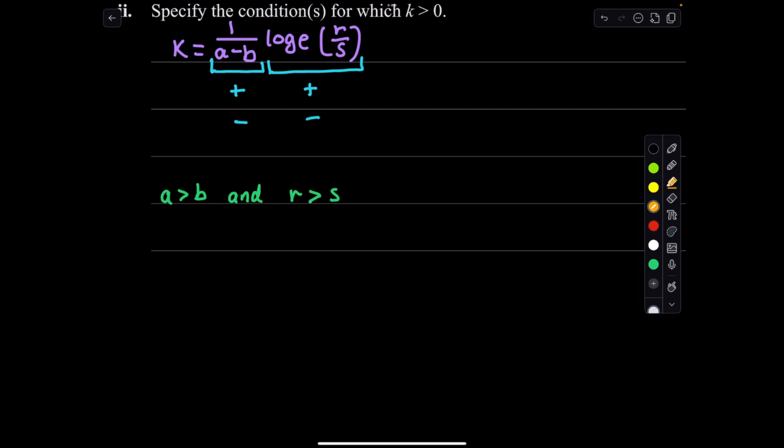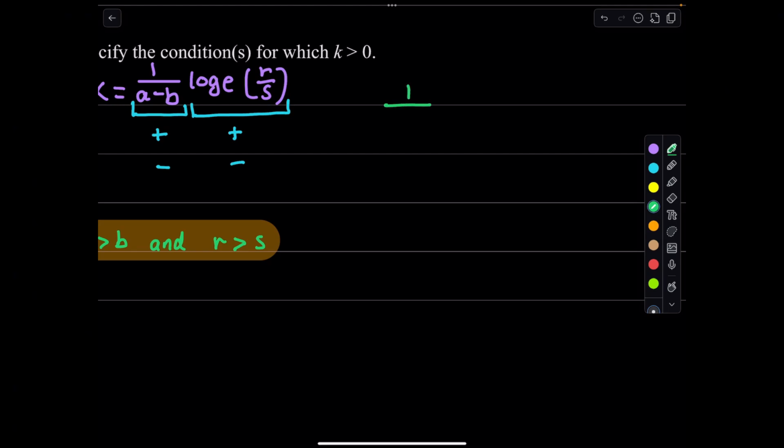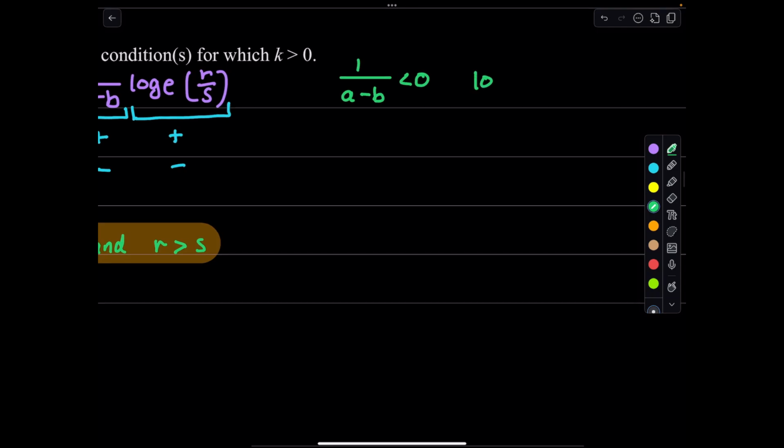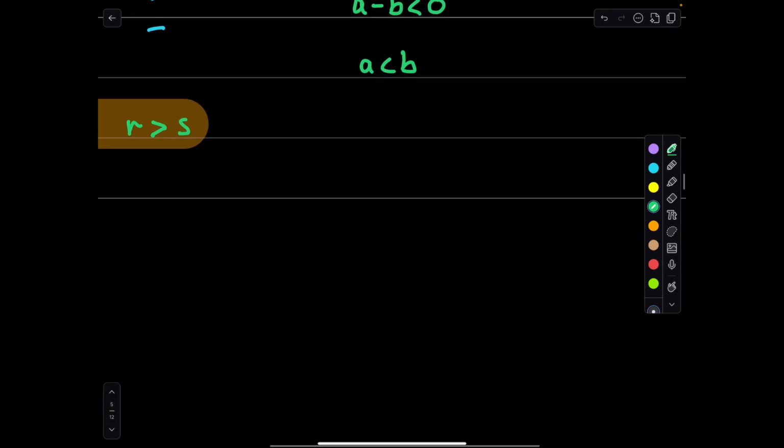You can get this one over here, of course, or remember what we said, the negative case. We want 1 over A minus B to be less than 0, so negative, and also the log part to be negative, so less than 0. Okay, so if the top is positive and we want this whole expression to be negative, don't we have to make sure the bottom part is negative? So we want A minus B to be less than 0, so A must be less than B. That is the first part here.